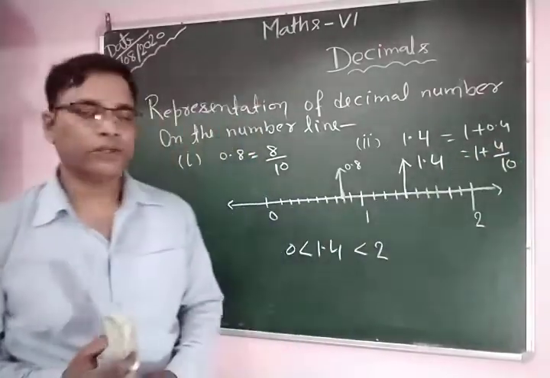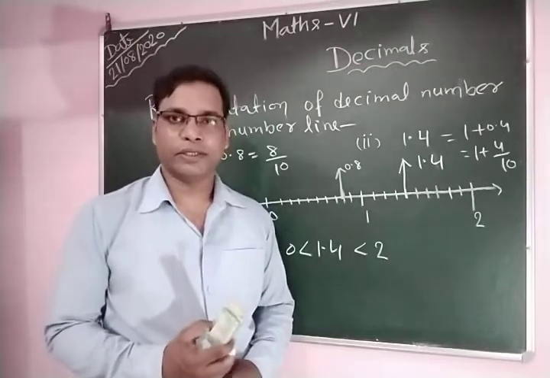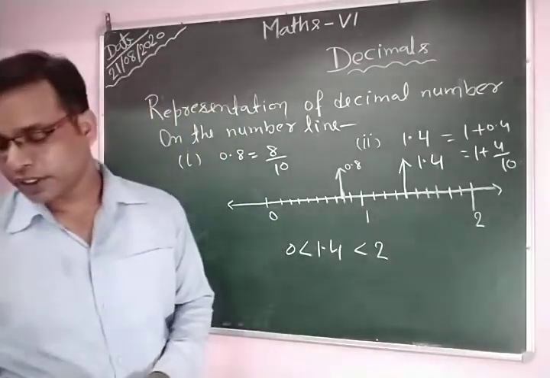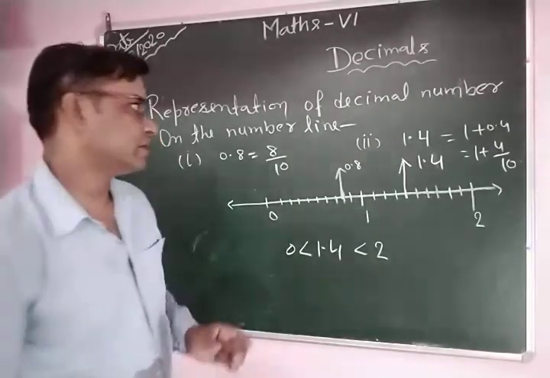So I hope all of you understood how to represent a decimal number on the number line. Now we are going to discuss the place value chart of decimal numbers.